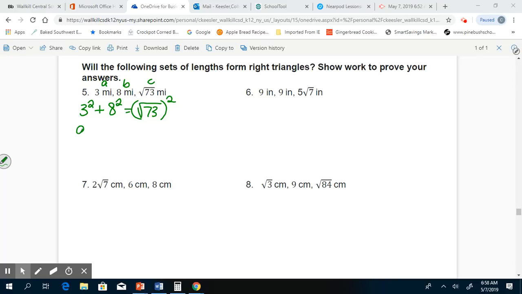3 squared is 9. 8 squared is 64. And the square root of 73 squared, if you think about it, square root and square is the opposite. So they just cancel out, and we just get 73. And then 9 plus 64 is 73. 73 equals 73. So these will form a right triangle.